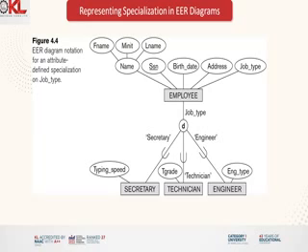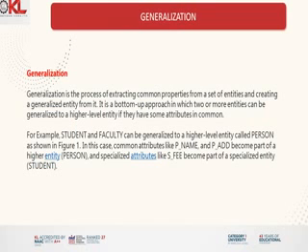For secretary I need typing speed. For technician we need technician grade. For engineer we need what type of engineer the particular person is. So the concept of generalization is completely the reverse of the specialization concept.